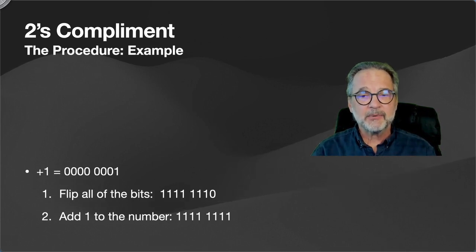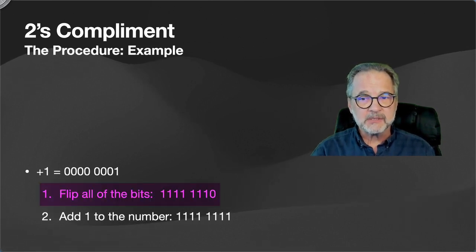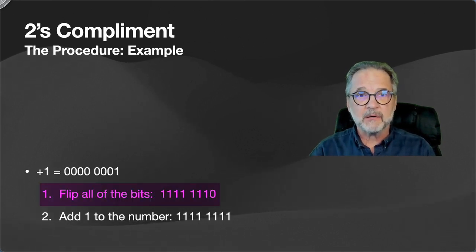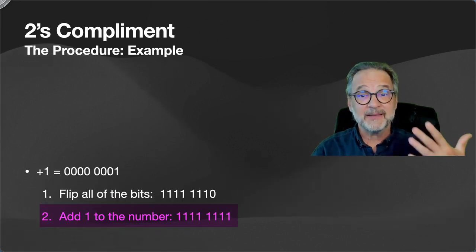Here's an example where we've got a positive 1 in binary, 2 nibbles. We flip all the bits, so all the zeros become 1s and all the 1s become 0s, and then we add 1. That, believe it or not, is a negative 1.